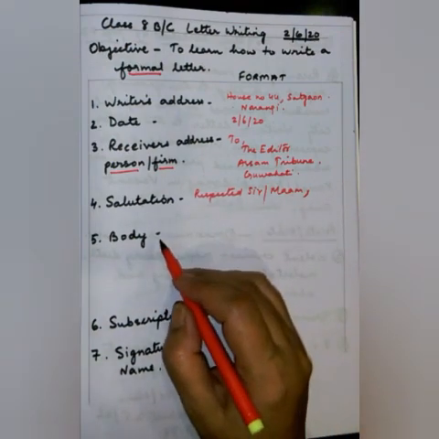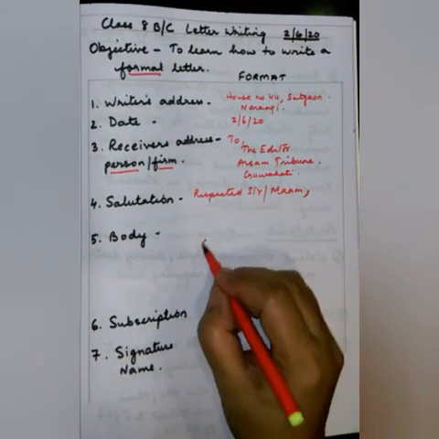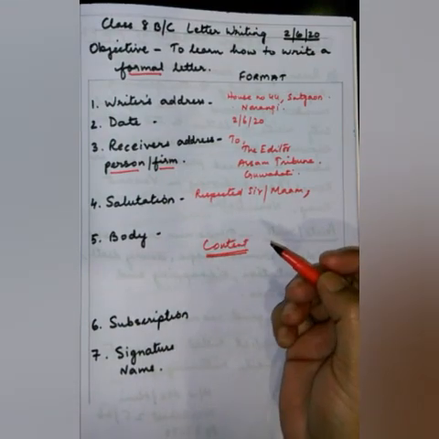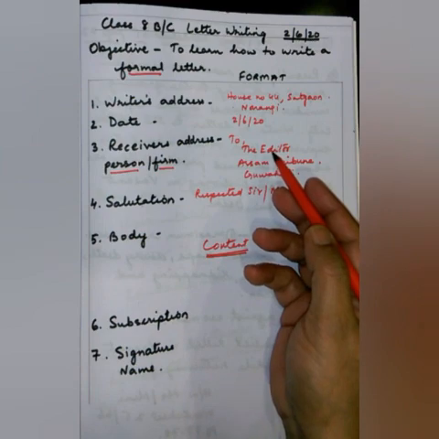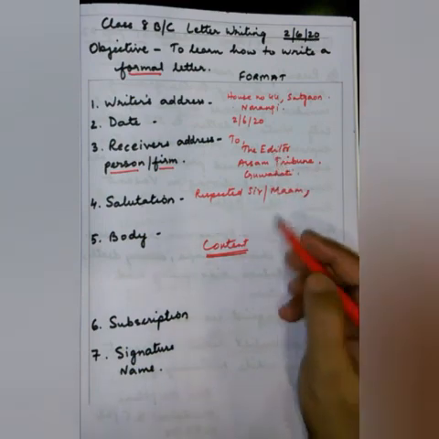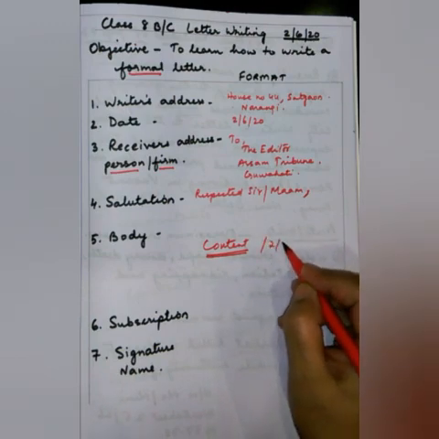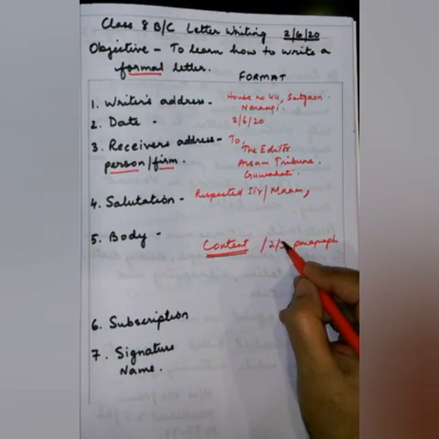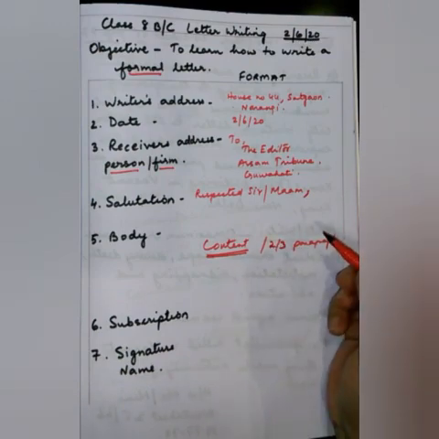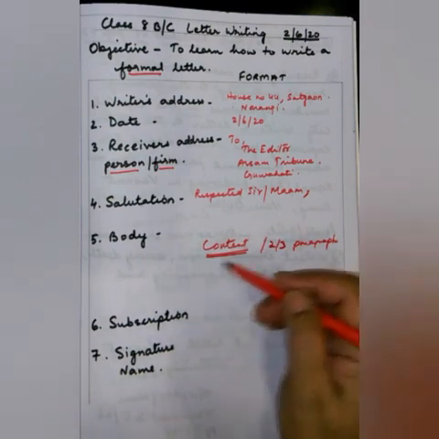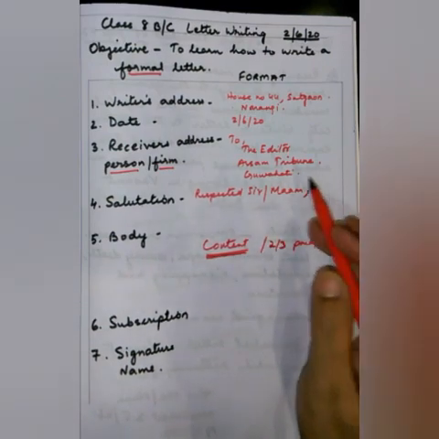Next comes the body. The body is your content. Whatever you're going to write, what you want to tell this person, tell the editor, that is going to come here in your body. Content can be 2 to 3 paragraphs. It doesn't matter, it depends on what you want to say. So the body is your content, what you are going to write.